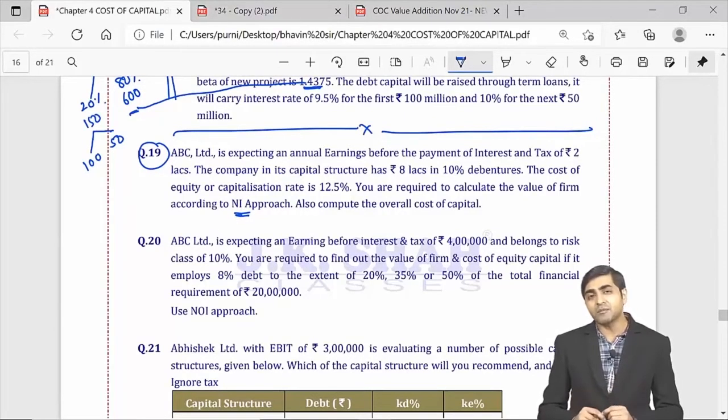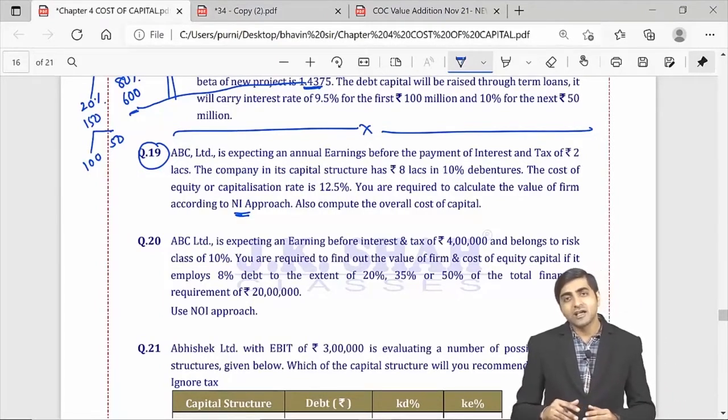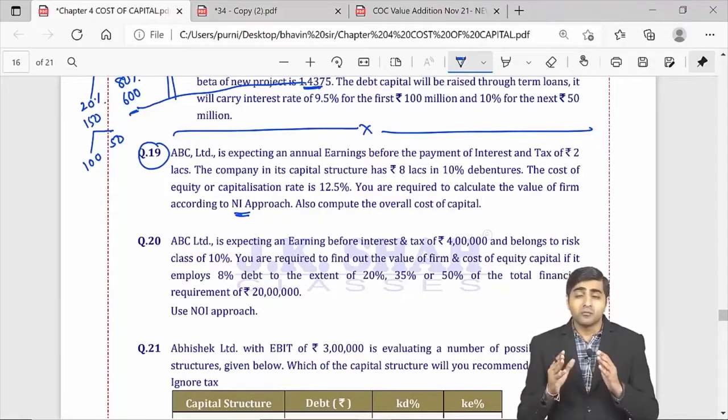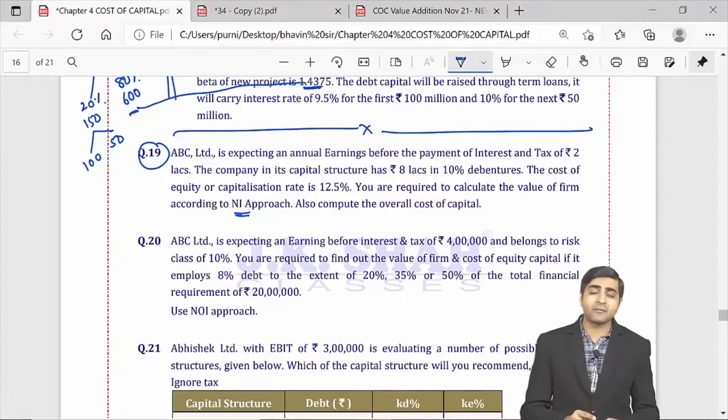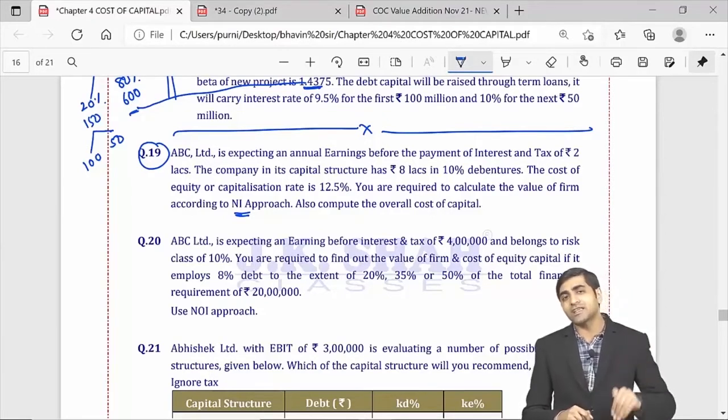Okay. Now when we are talking about question number 19, this is regarding your NI approach. And in your net income approach, the concept is that if you change the capital structure, if you are introducing more debt in the capital structure, then your KE is going to remain constant, and your more and more introduction of the debt in the capital structure will definitely reduce your KO.